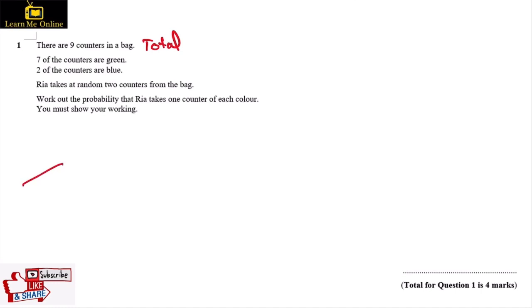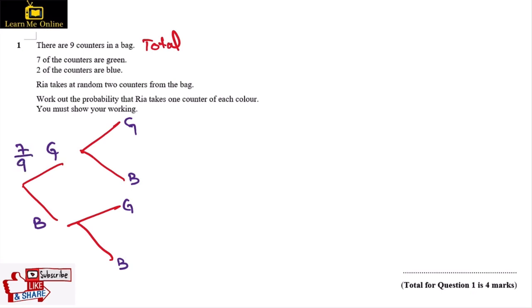So the first thing I'm going to do is draw the tree diagram. The 2 colors we are having are the green and the blue. So this is green, this is blue, then this is green, this is blue, this is green, and this is blue. The probability of the first one being green is 7/9 because the total is 9, and the probability of having a blue is 2/9.